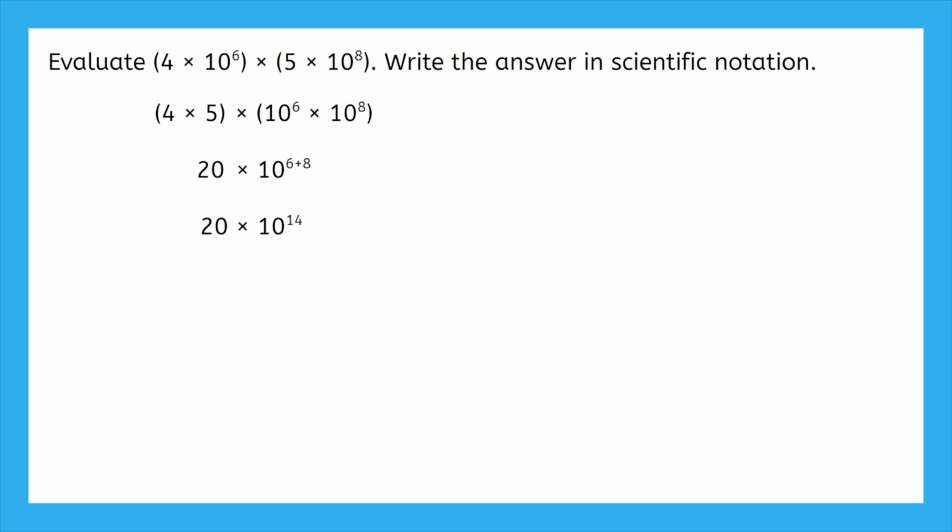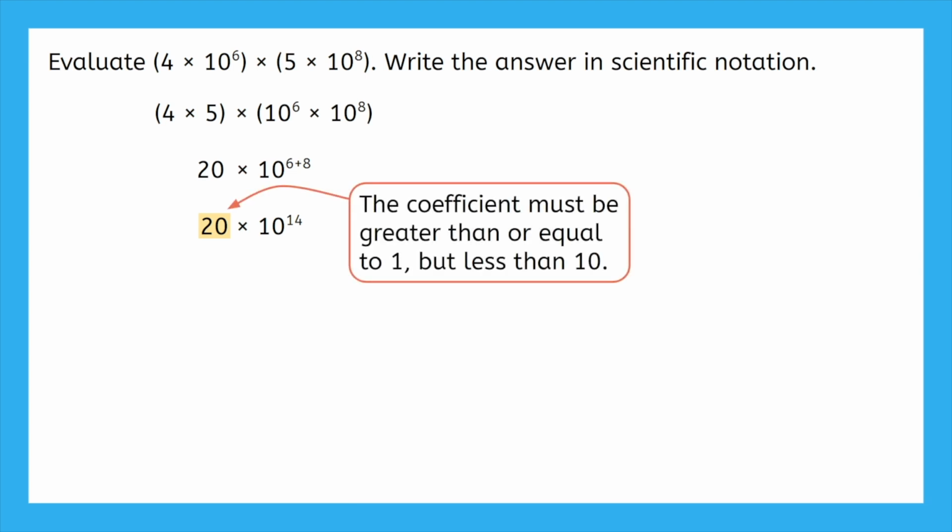But hold on, is 20 times 10 to the 14th in scientific notation? It looks like scientific notation, but the coefficient is too big. In scientific notation, the coefficient must be greater than or equal to 1, but less than 10. How do you think we can fix this? Well, 20 is 2 times 10. 2 is between 1 and 10, so that makes our new coefficient.